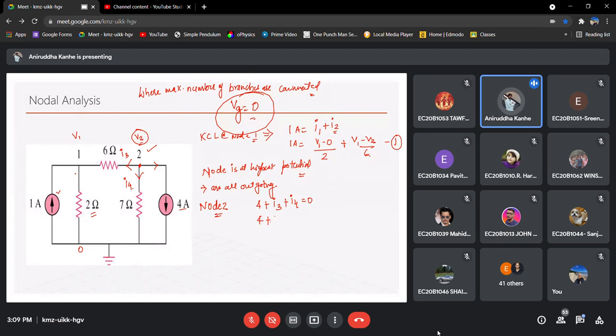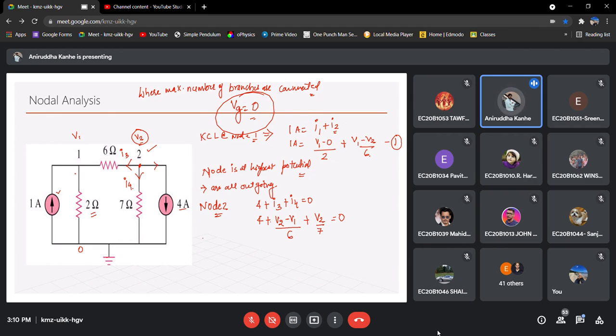So it is 4 amperes plus I3, which is what? Potential difference divided by the resistance. So V2 minus V1 divided by 6. Why am I writing V2 minus V1 with a positive sign? Because I have considered that the node under consideration is at the highest potential. Hence I am writing it as V2 minus V1 plus V2 divided by 7. So that comes out to be 0.